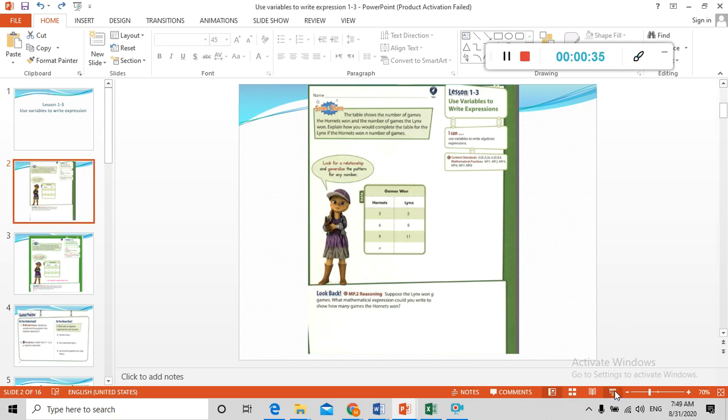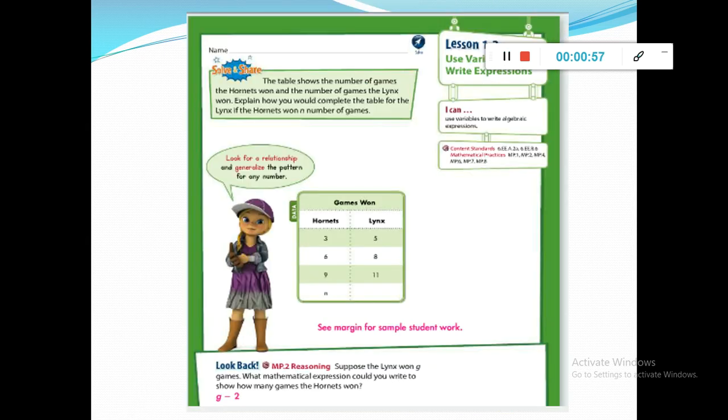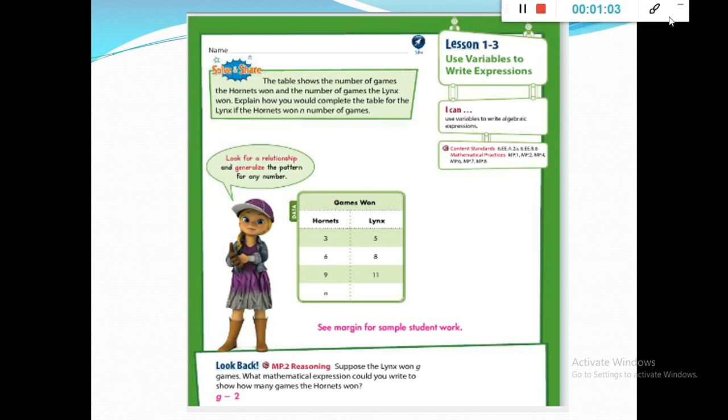What is the objective of the lesson? By the end of the lesson, the students will be able to use variables to write expressions. As you can see here, the lesson is use variables to write expressions, algebraic expressions I mean. What is an algebraic expression? An algebraic expression is a mathematical sentence that has some variables and some numbers and operations, of course. Now let's start.